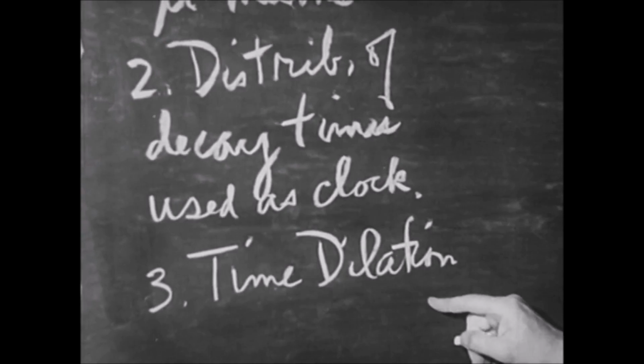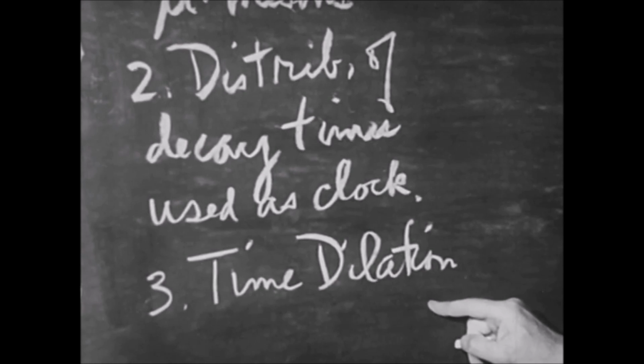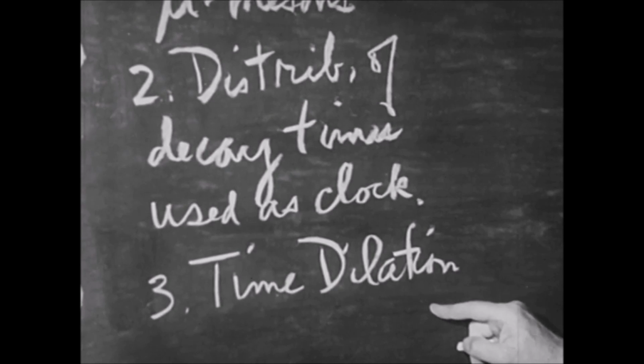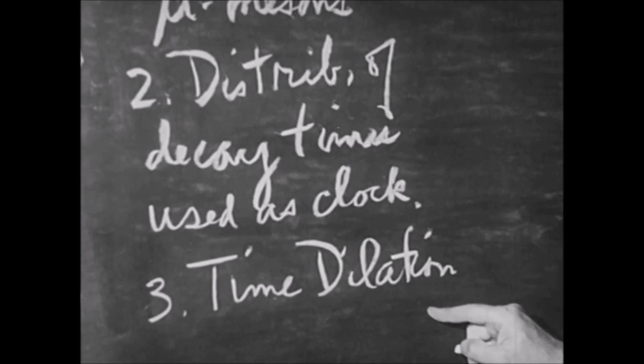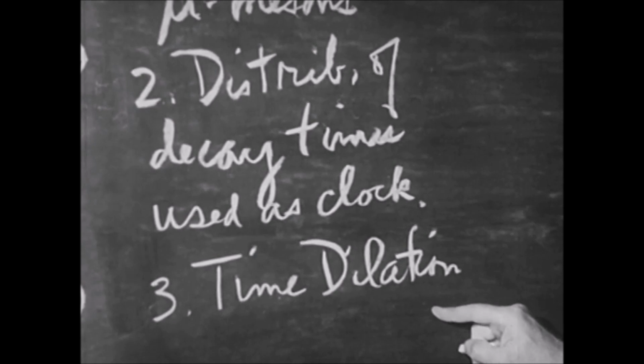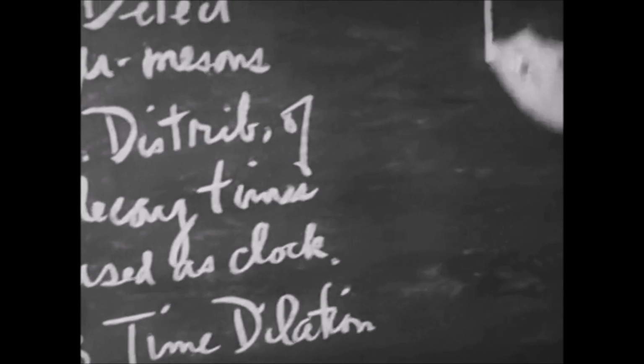We'll compare 2 measurements of a time interval: the measurement by mesons going at high speeds with respect to us, and the measurement by mesons at rest with respect to us.